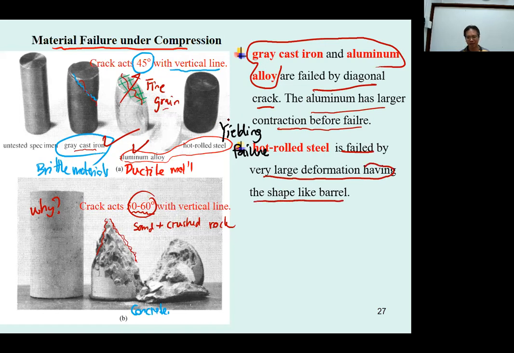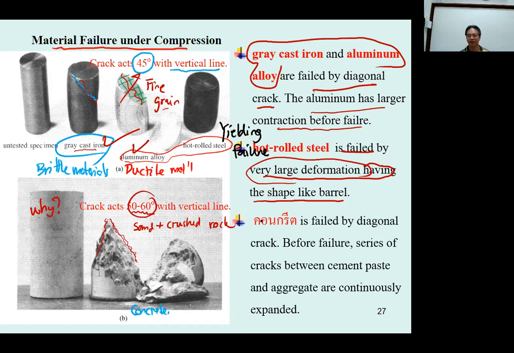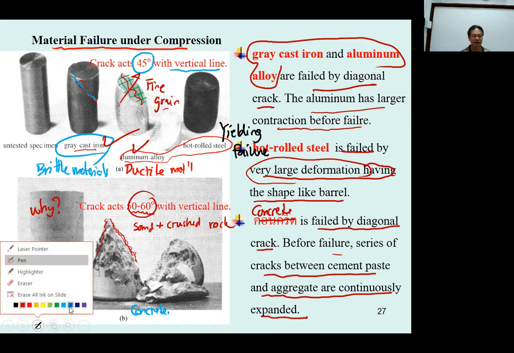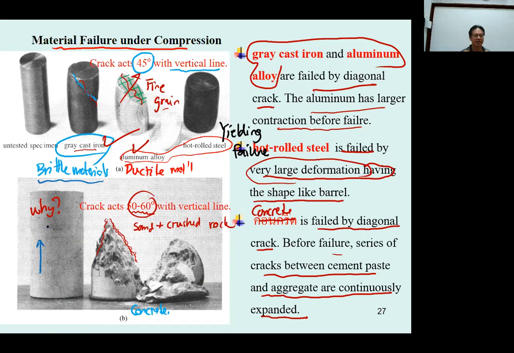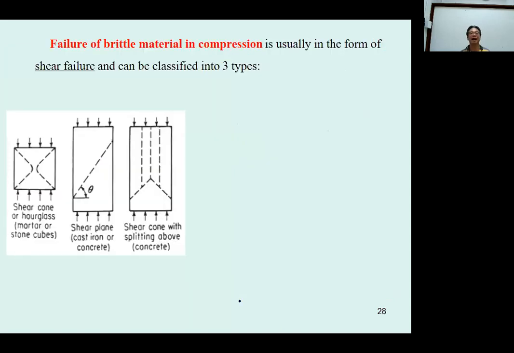shape is like a barrel, that large deformation is caused by the yielding. And the last one is the concrete, sorry for this. The concrete fails by the diagonal crack here. Before failure, a series of cracks between cement paste and aggregate will continuously expand. Okay, even though the concrete is sometimes considered a brittle material, the stress-strain diagram of the concrete has a shape like this. It's so-called ductile-like. It's not ductile, but it's a ductile-like mode of failure.